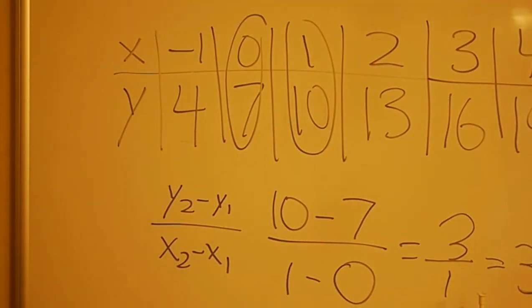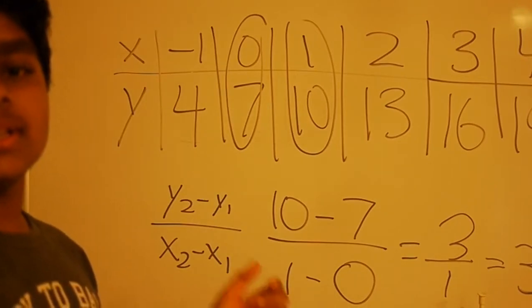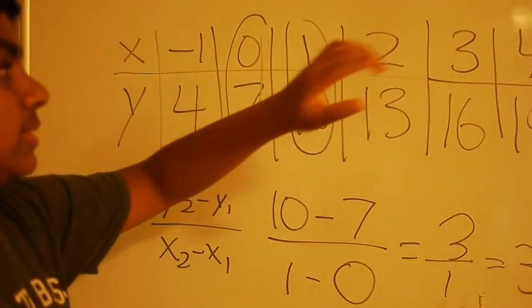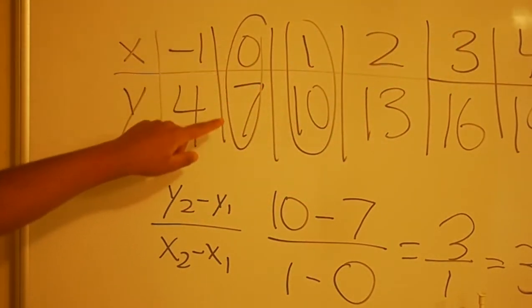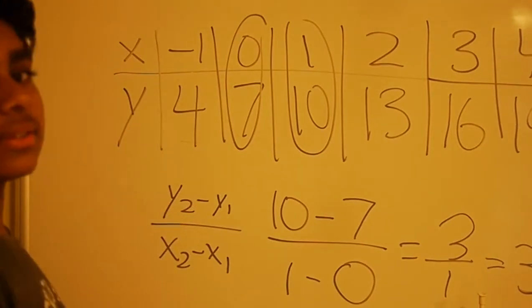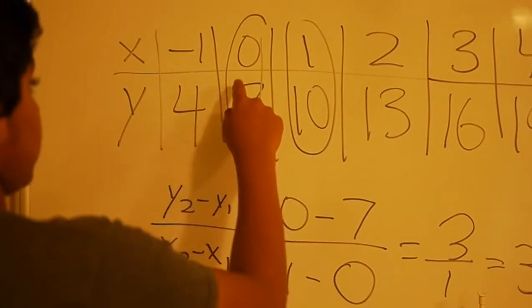Now, if you want to find the initial value, you want to find the y value when x equals 0. So we have to look which pair has x equals 0. This one, right? So when we look at the y value, it equals 7. So the initial value of this linear equation is 7.